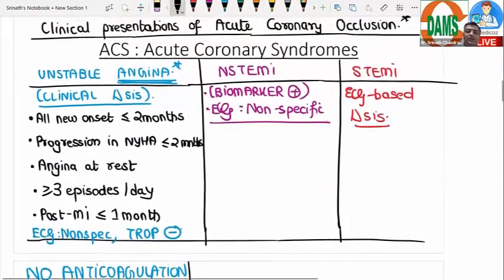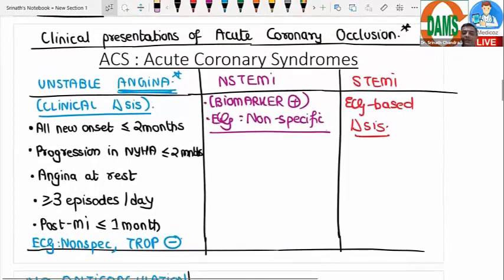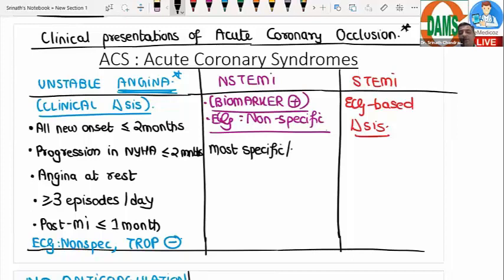NSTEMI is diagnosed when the biomarker is positive, like in this case, where troponin is positive. Tell me more about troponin. Among the biomarkers, what is the most specific? What is the most preferred biomarker? It is the troponins.